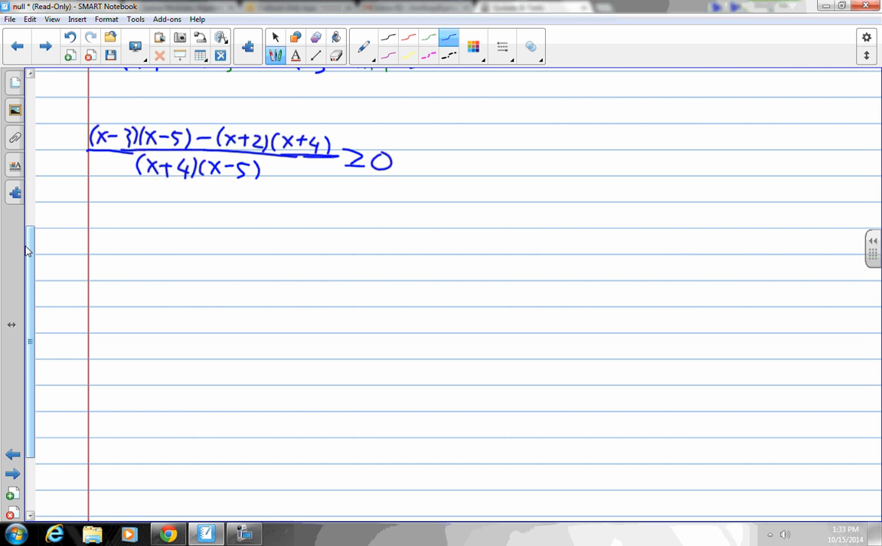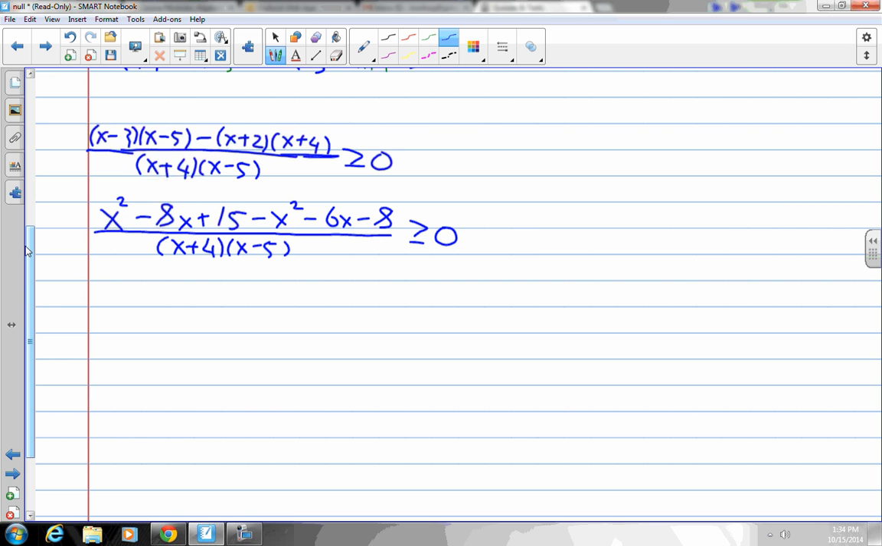I'm going to FOIL. If you FOIL the first one and combine like terms, you should get x squared minus 8x plus 15. On the next one, you'll get x squared plus 6x plus 8. But then there's a minus in front, so you'll end up with negative x squared minus 6x minus 8. I'm kind of skipping a few steps here with the assumption that you are good at foiling and all that stuff.